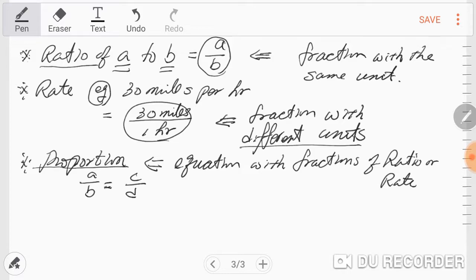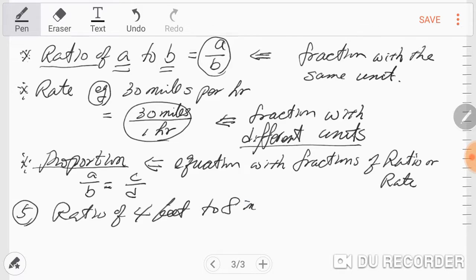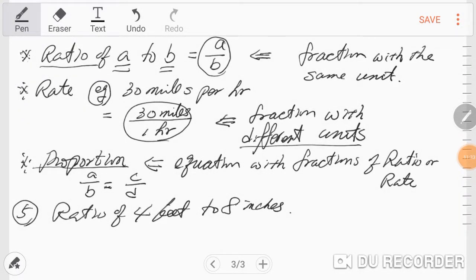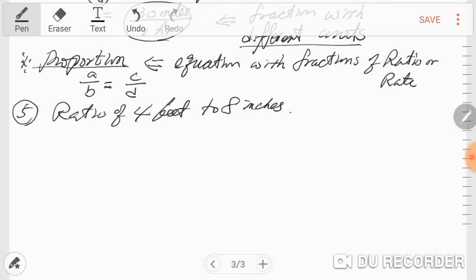So let's try an example. Okay, example 5, they say find the ratio of 4 feet to 8 inches using the same units. This one has different units, so write the expression for the ratio. The ratio is the first expression over the second expression. So it'll be 4 feet over 8 inches.